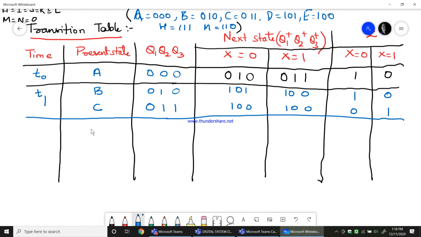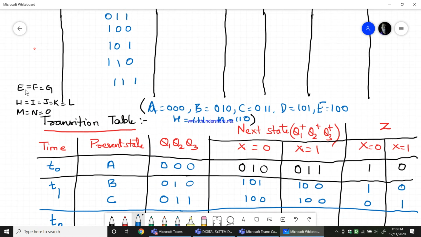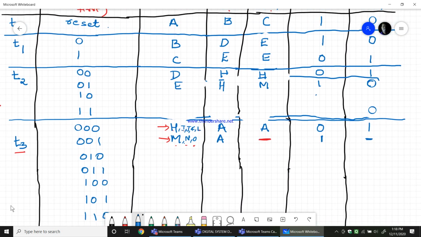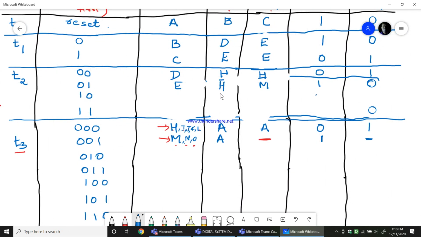Coming to T2 state, as we see only two different states we have, one is D and the other one is E. D can be written as 101, E is 100. For D and E, you saw that by equating the terms we got H, H, H, M, which is 0, 1, 1, 0.